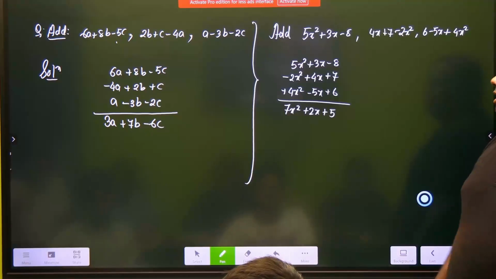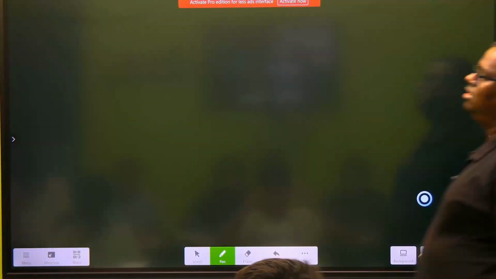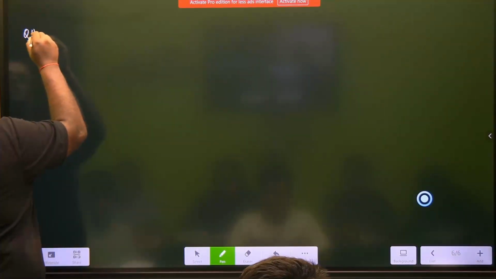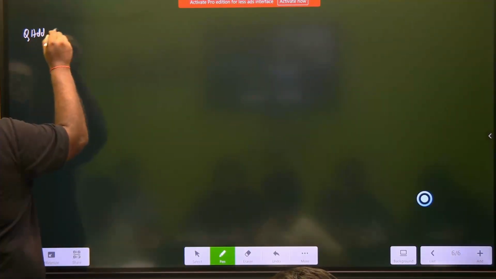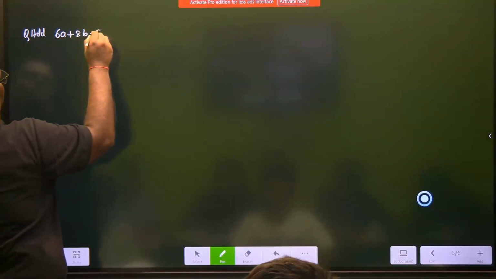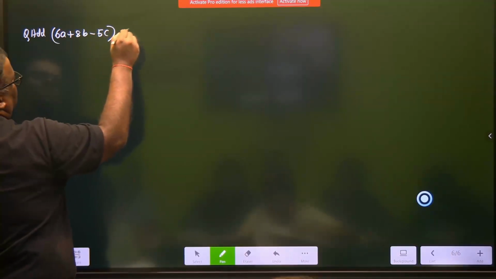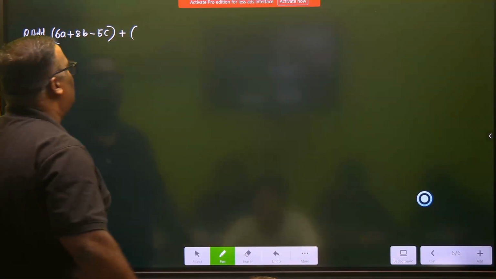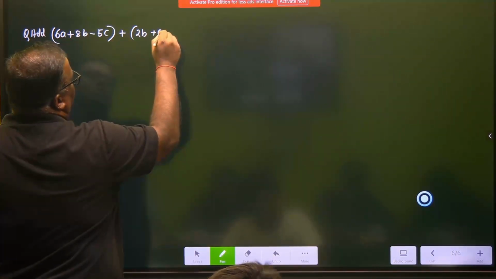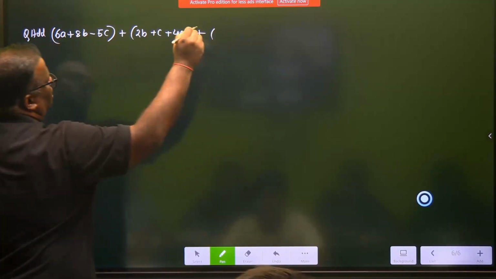Done. Now let's do the same problem in the row method. Can you tell me what was the first problem? Add 6A plus 8B minus 5C. No comma, so I will write this plus. What is the next term? 2B plus C plus 4A, and A minus A.